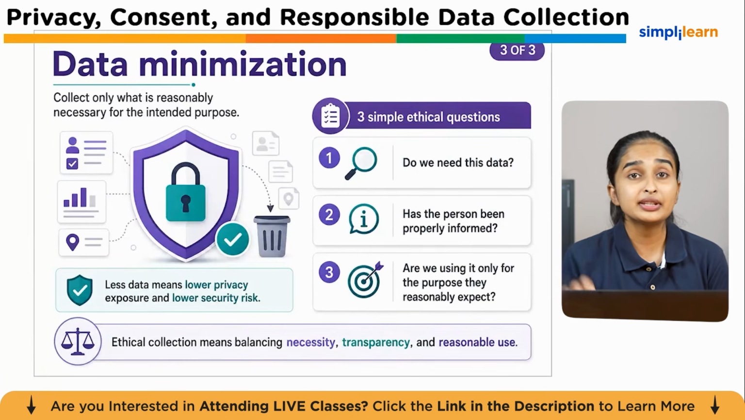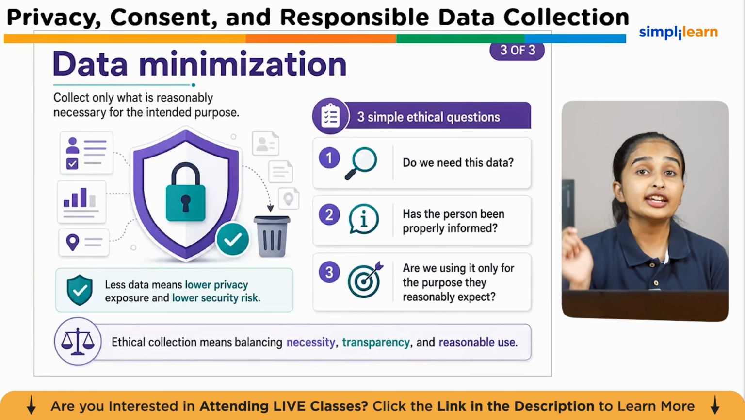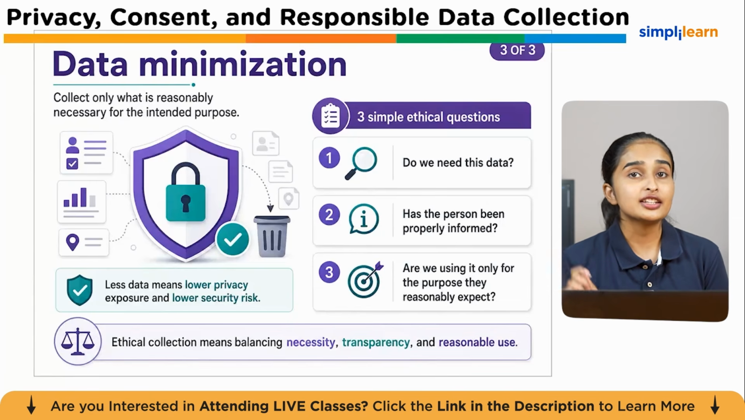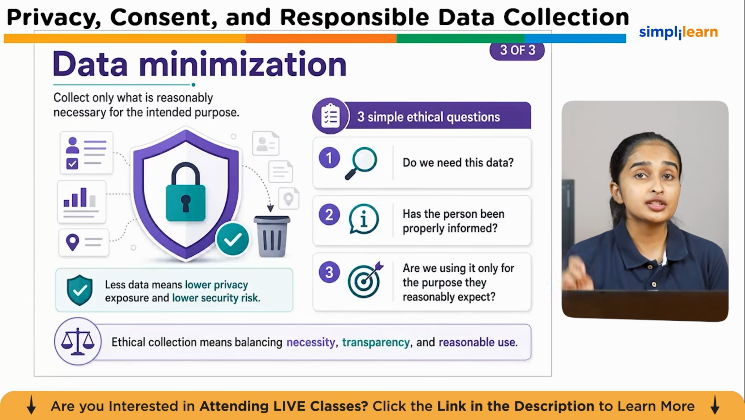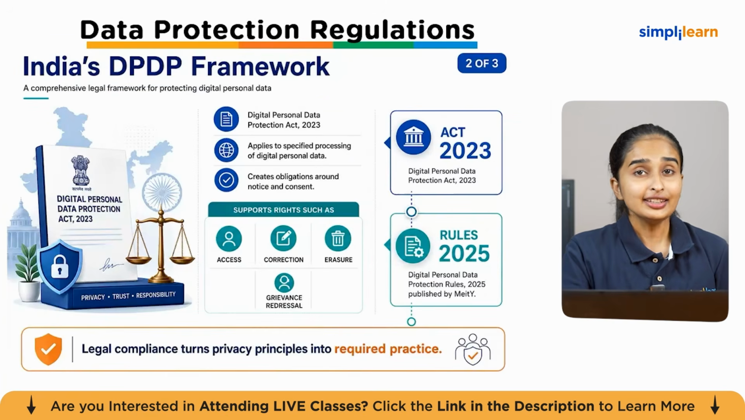Another useful principle is data minimization. Collect only what is reasonably necessary for the intended purpose. This reduces privacy exposure and can also reduce security risks. Now, ethical collection therefore begins with three simple questions. Do we need this data? Has the person been informed? Are we using it only for the purpose they reasonably expect?